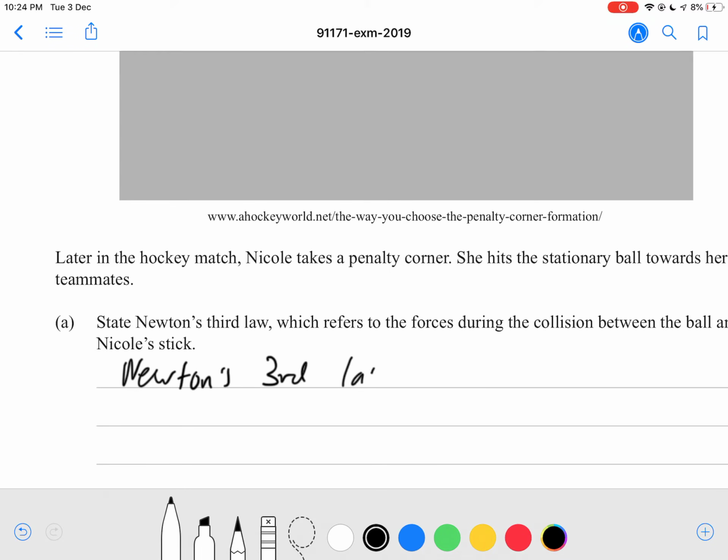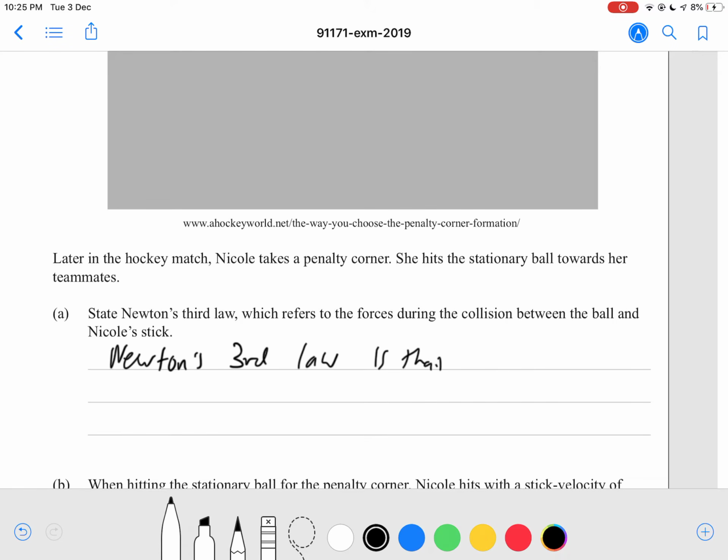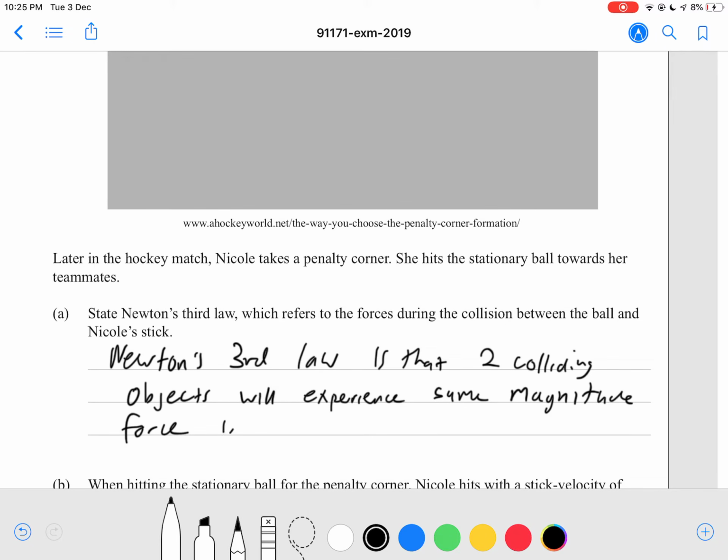Newton's third law is that two colliding objects will experience the same magnitude force in opposite directions. Oh, that's really messy. Wow. And this here will get you an achieve mark.